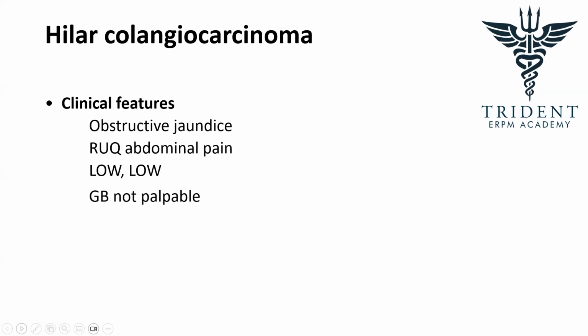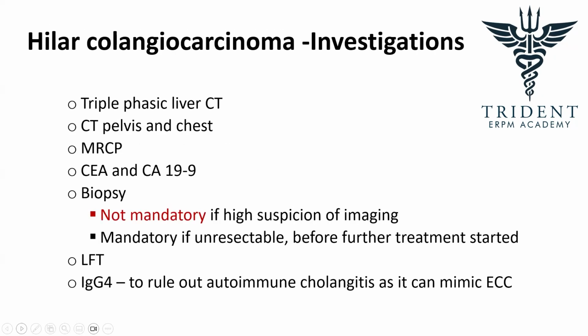When it comes to extrahepatic cholangiocarcinoma, the clinical features are obstructive jaundice, right upper quadrant pain, loss of appetite and loss of weight. On examination, hardly will you be able to palpate the gallbladder. When it comes to investigation, again, the same thing applies. The triphasic liver CT and CT pelvis and chest basically to stage the disease, and also MRCP with CEA and CA 19.9 levels. As I said earlier, biopsy is not mandatory if there is high suspicion on imaging. If unresectable, then again the same theory applies where you need a biopsy.